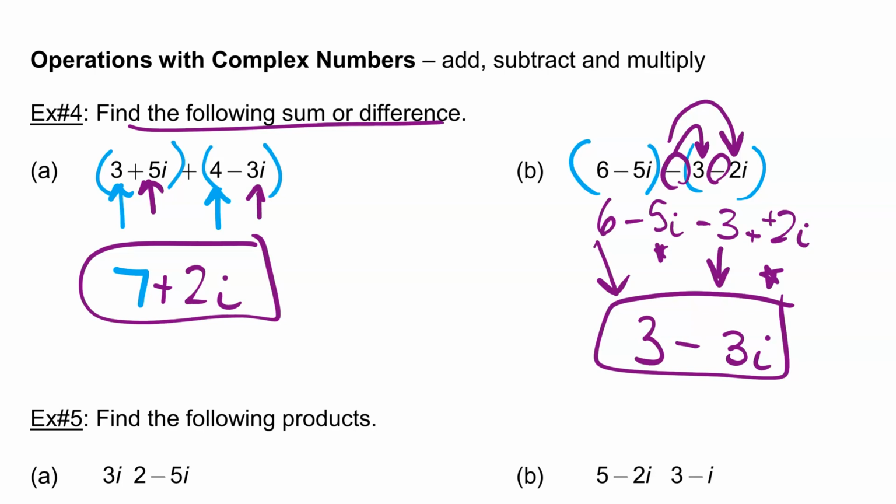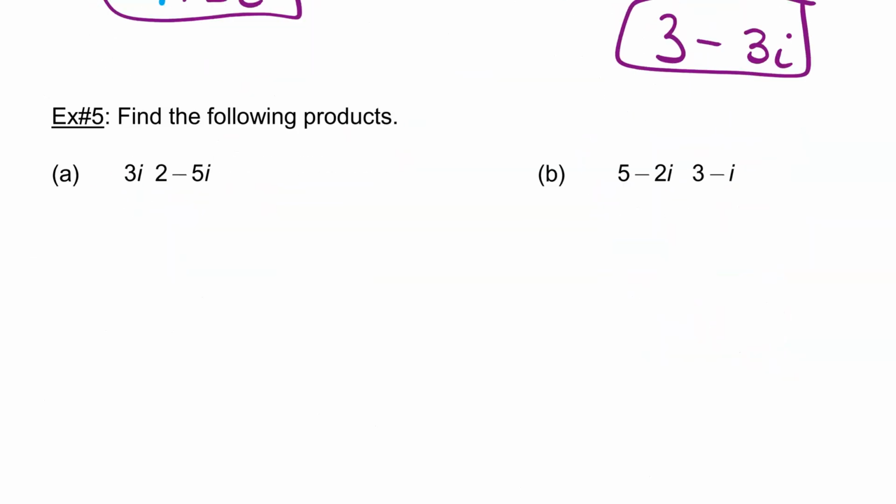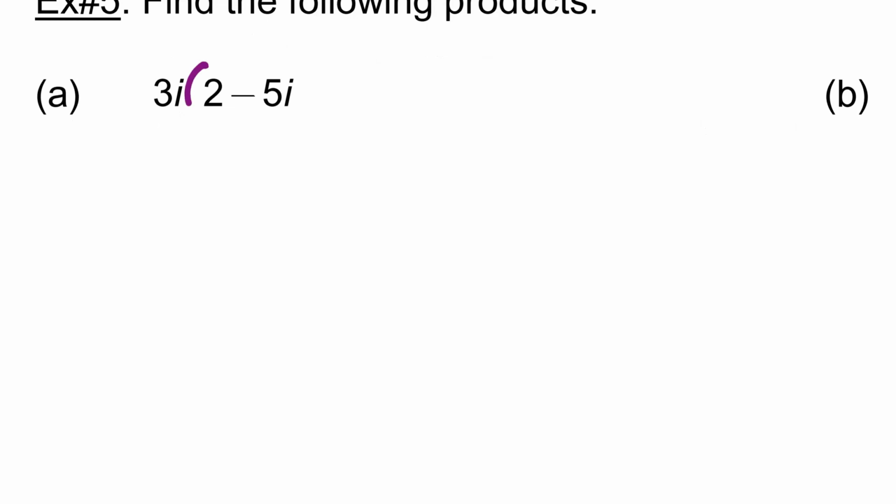Perfect. So that's adding and subtracting, right? Having a sum or a difference. Sum means add, difference means subtract. And you only combine like terms. So if something has an i in it, you can only combine it with other things that have an i in it. Now this is different than multiplying.